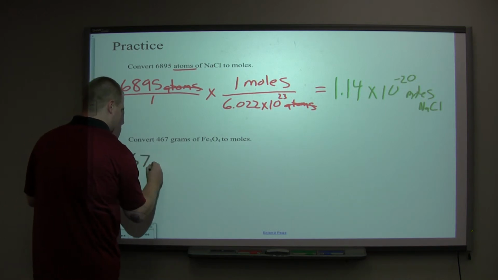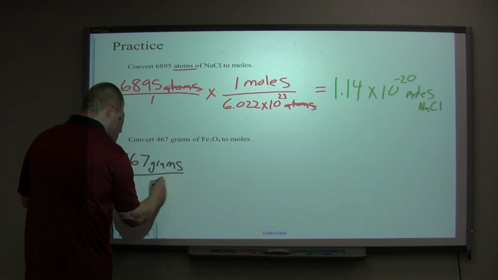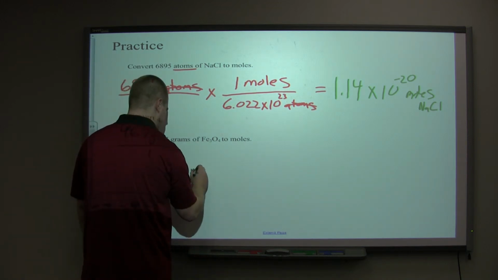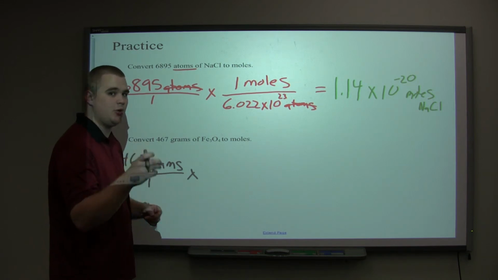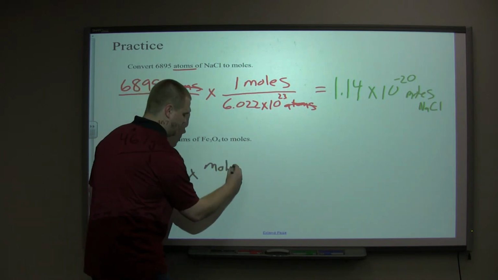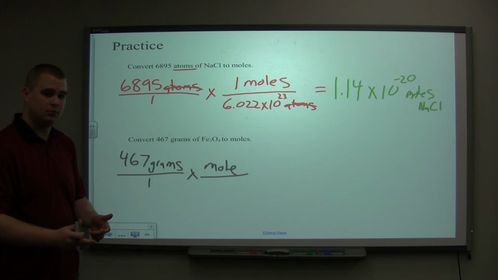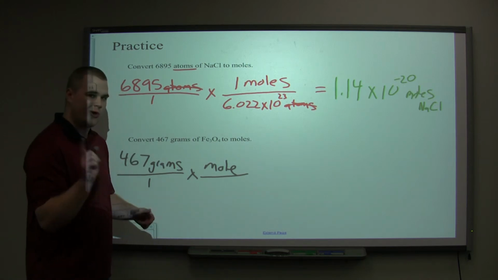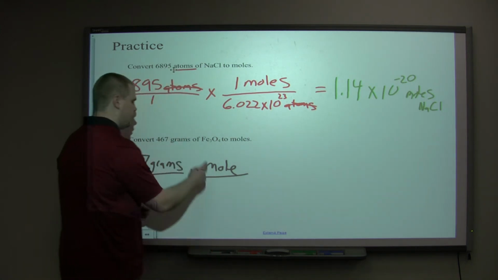But if we do this one, we have 467 grams all over one, times... How are we going to set this up? We need to put mole up top. What do you think is going to go down in the bottom? Anybody? Gram molar mass. So, what's our gram molar mass?